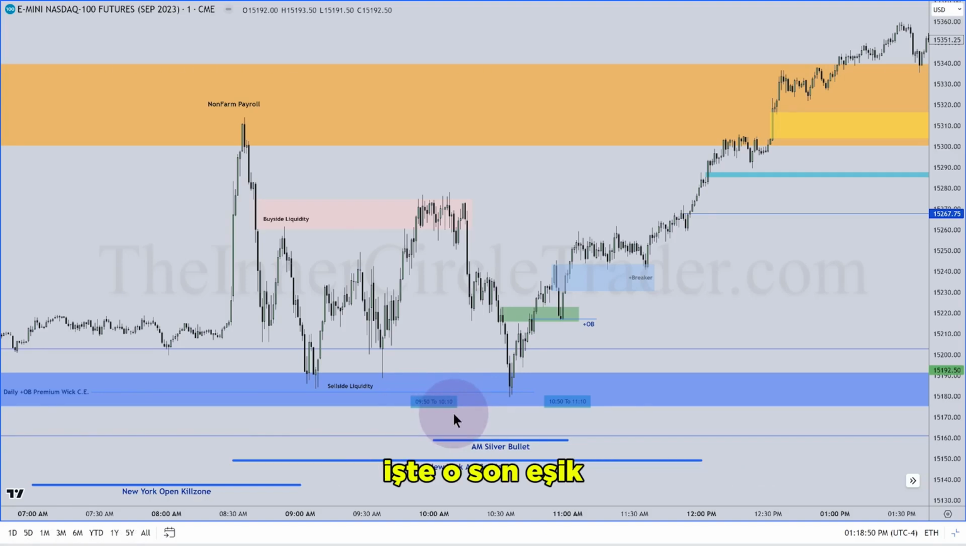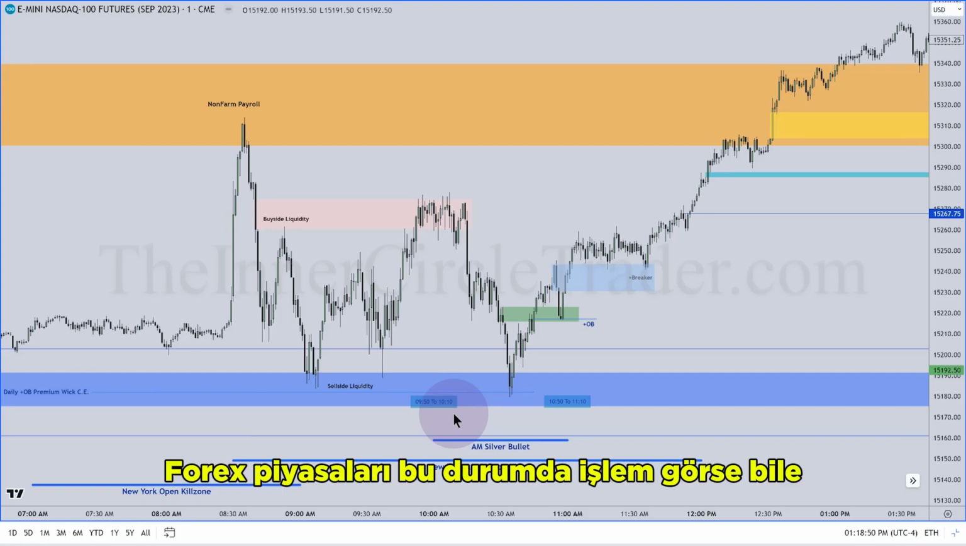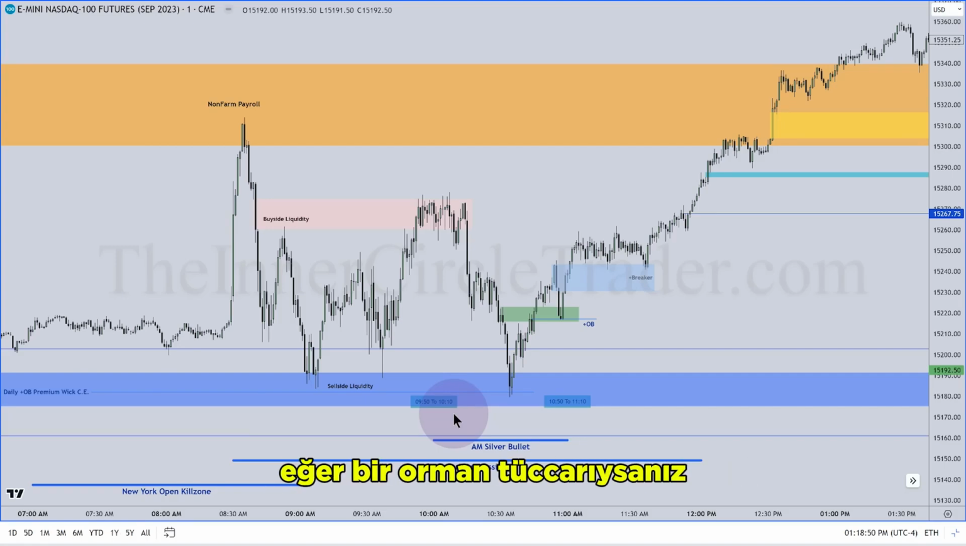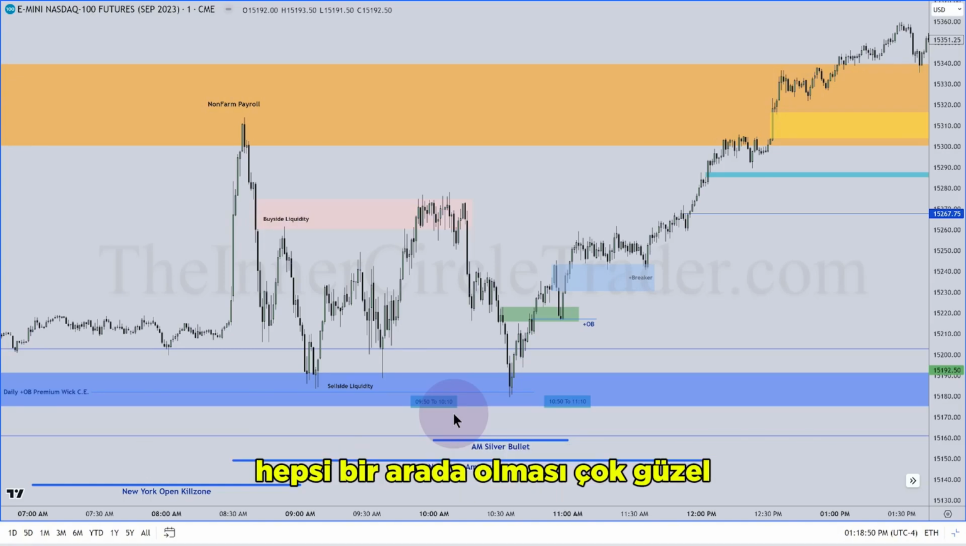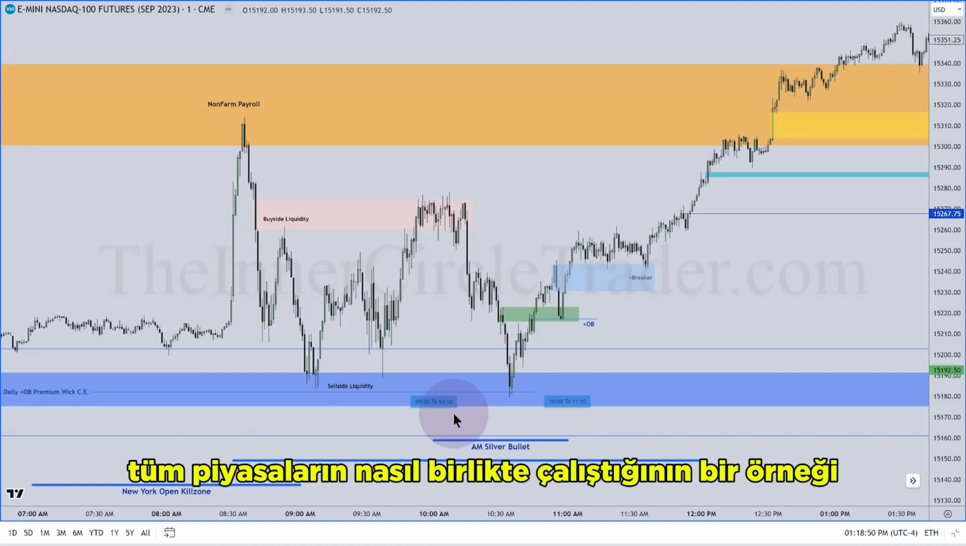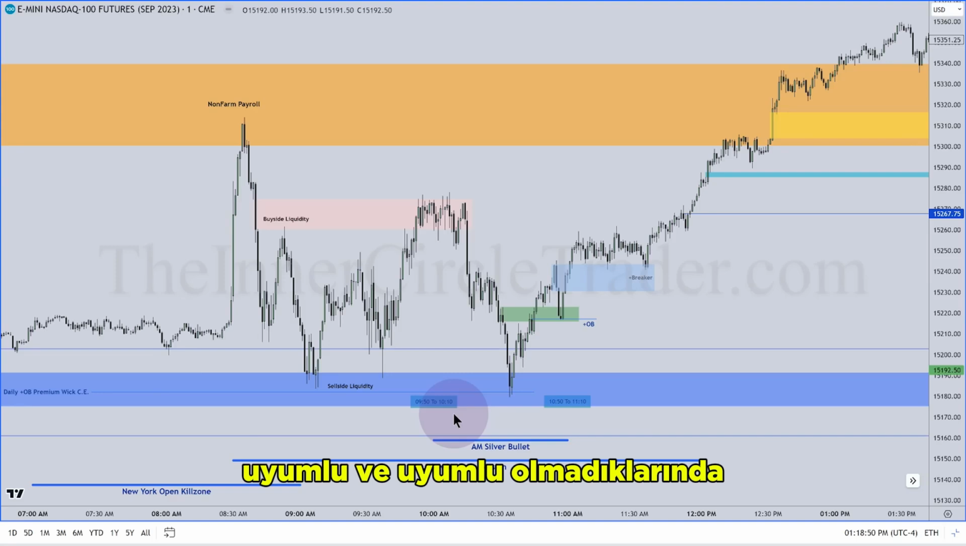That's that last threshold for even when the Forex market's trading around. Okay, so if you're a Forex trader, it's still important to know this. If you are not a Forex trader and you're using futures, it's applicable. It's all joined together. It's a tapestry of how all the markets work together harmoniously. And when they aren't harmonious, there's a crack in correlation that in itself gives you warning signs that something's about to change, and maybe the change may be abrupt.